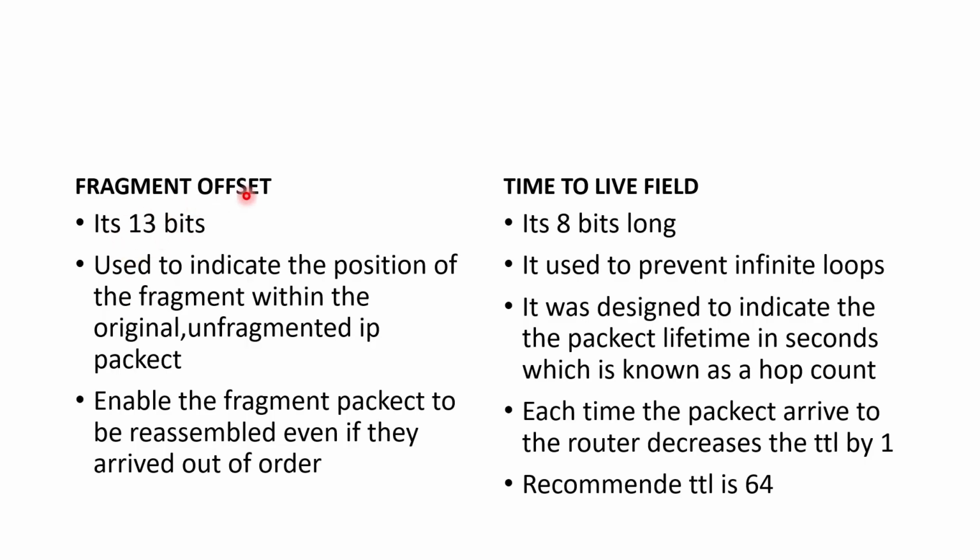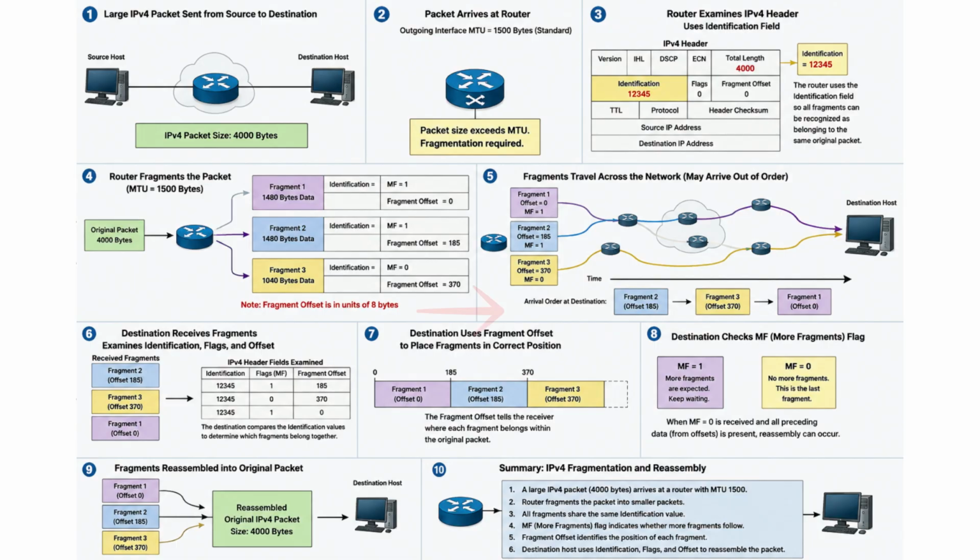Okay, the next field is the fragment offset. It is 13 bits long. It is used to indicate the position of the fragment within the original unfragmented IP packet. So for example, this fragment offset is going to help the receiver when it receives fragments even if they arrive in a different order, meaning they arrive in an order that is not the same as they were sent. So the fragment offset helps it know the position of each fragment that has been received, that this fragment goes here, this goes here. So it uses them to reassemble and know the clear order of the fragments as they were sent by the sender.